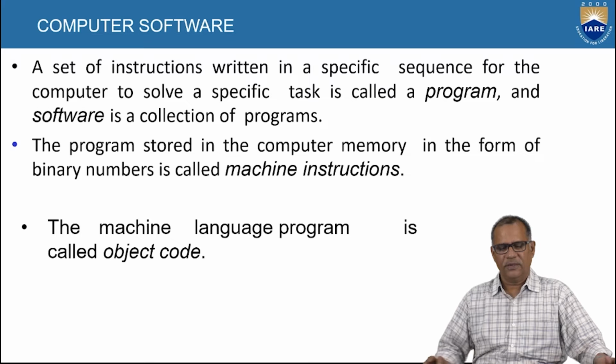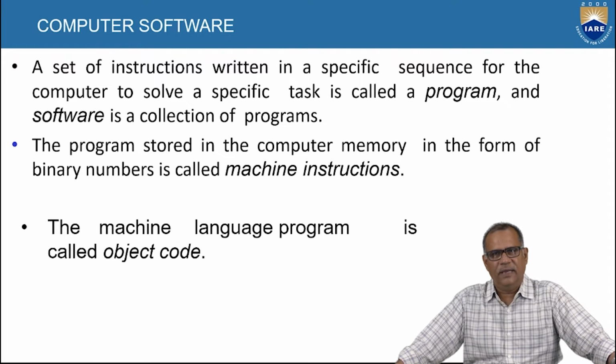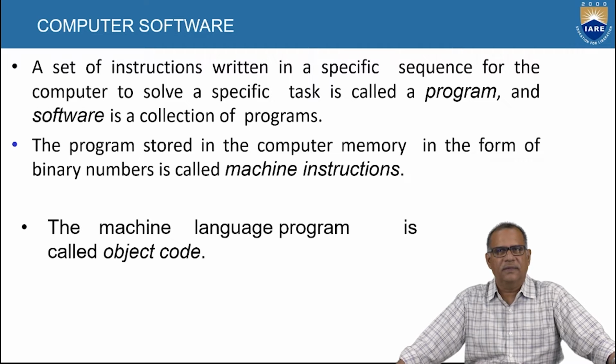Now coming to the computer software. So what is the language of computer? The language of computer is zeros and ones. So a set of instructions written in a specific sequence for a computer to solve a task is called a program, and software is a collection of programs.